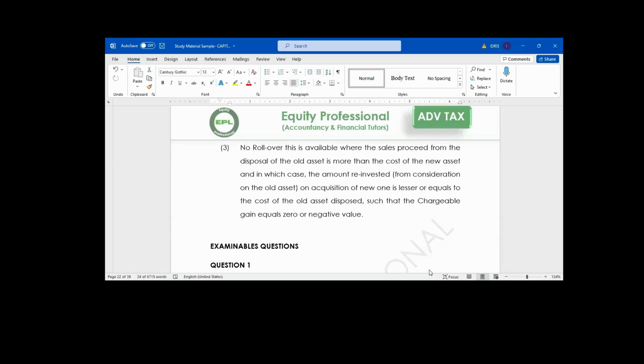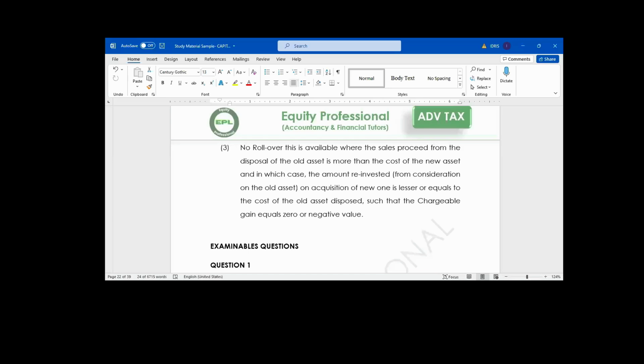Because the amount I reinvested is less than sales proceeds of the old assets. It's also less than what? Cost of acquisition of the old assets. You can see 2 million naira is less than 13 million. It's also less than what? 5 million. That is nil rollover or no rollover.